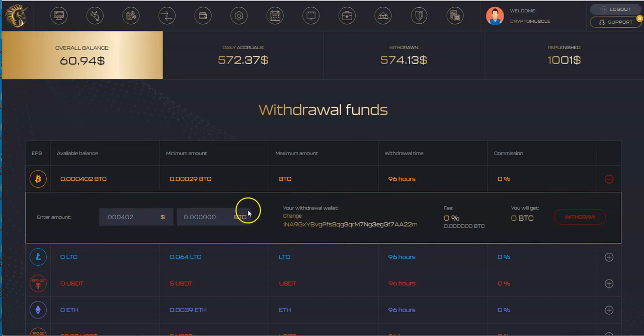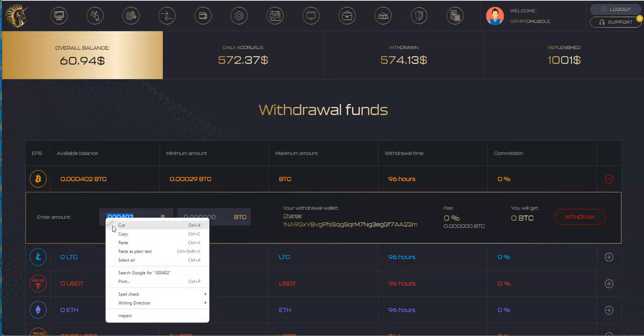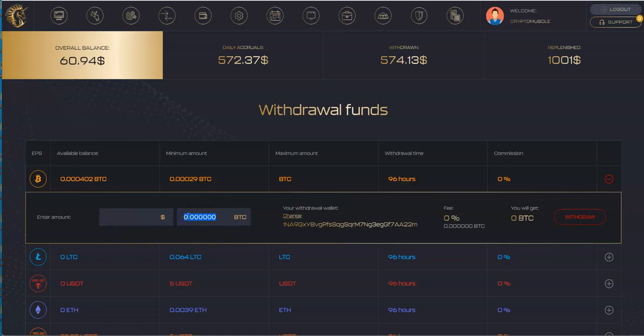0.000402. Pretty cool. See, will it let me take it? 0.0402, 0.0029. So yeah, that's definitely more. See if it lets me withdraw it. Oh, I put it in the wrong spot, huh? I put it in the dollar spot. Let me cut that out. I'll put it right here.